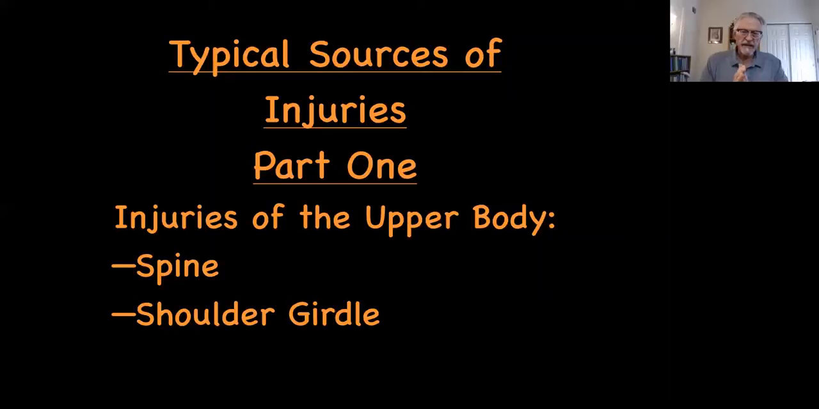So for today, we're going to have typical sources of injuries, how to prevent them, how to understand them, part one. And we're going to be looking at the potential for injuries of the upper body. And we'll focus on the spine and the shoulder girdle today.